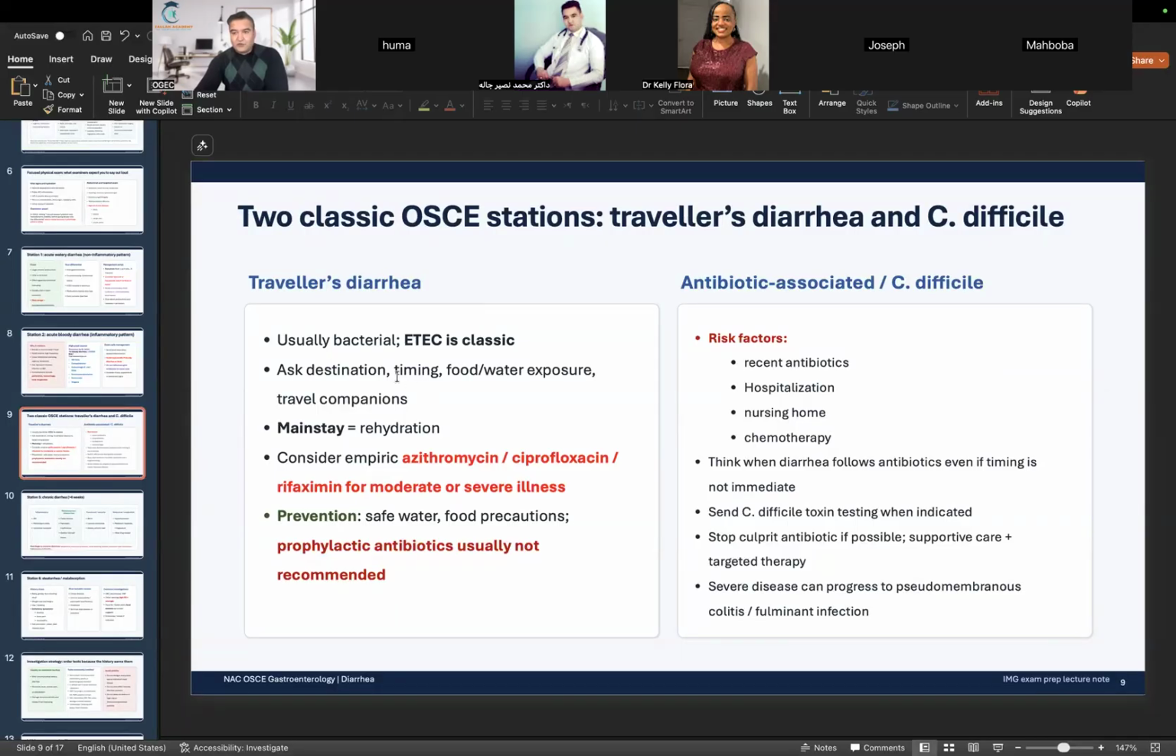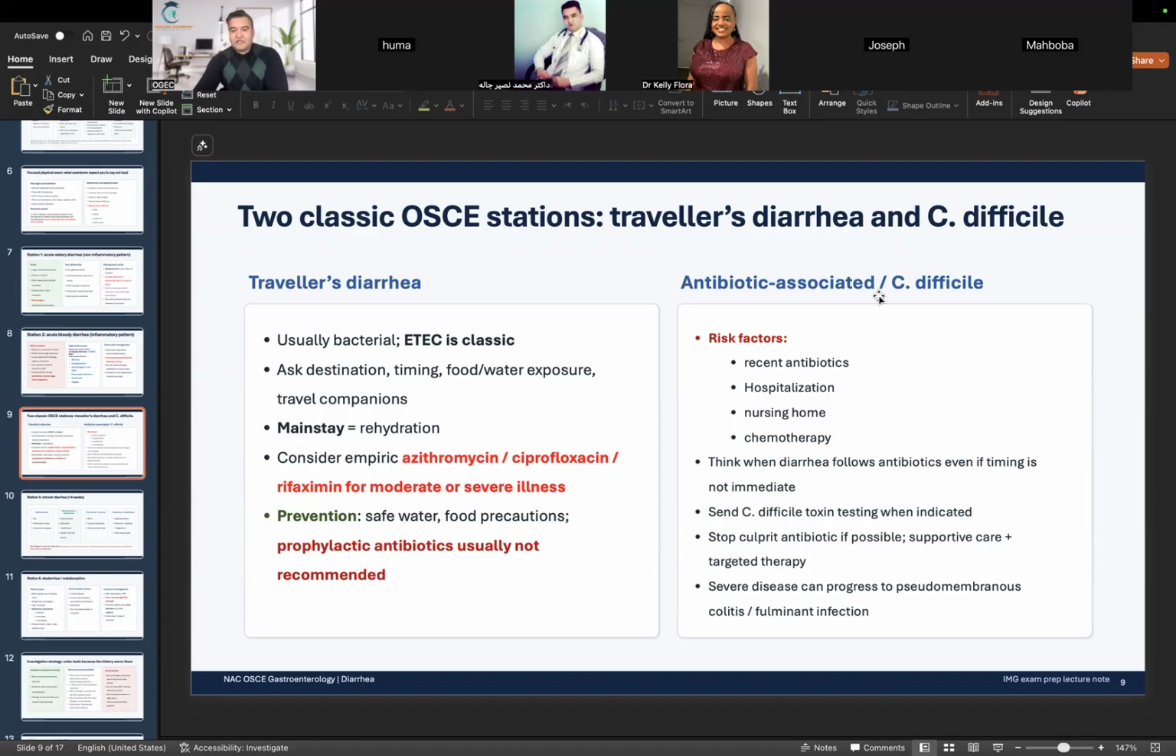Ask the destination, where was the patient? Timing, the food, water exposure, travel companions. The mainstay is usually rehydration. Consider empiric treatment: azithromycin, ciprofloxacin, rifaximin for moderate or severe. Okay. Prevention: safe water, food precautions. Prophylactic antibiotic is usually not recommended. So this might be in the question. Please do not go for it. I have seen it commonly mistaken. A high percentage of IMGs have chosen this, which is not the right answer.